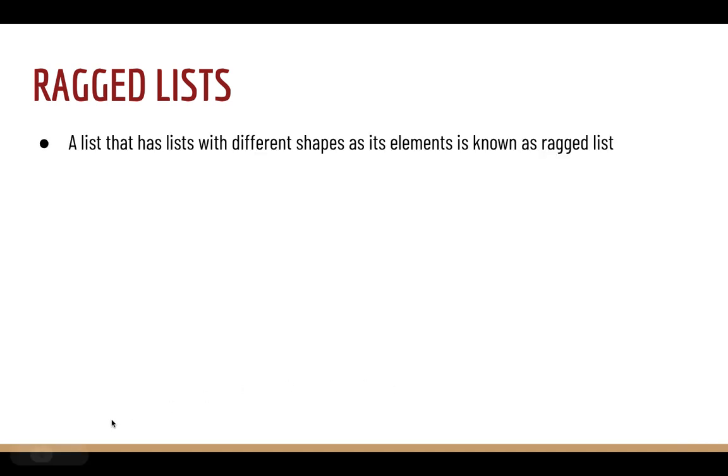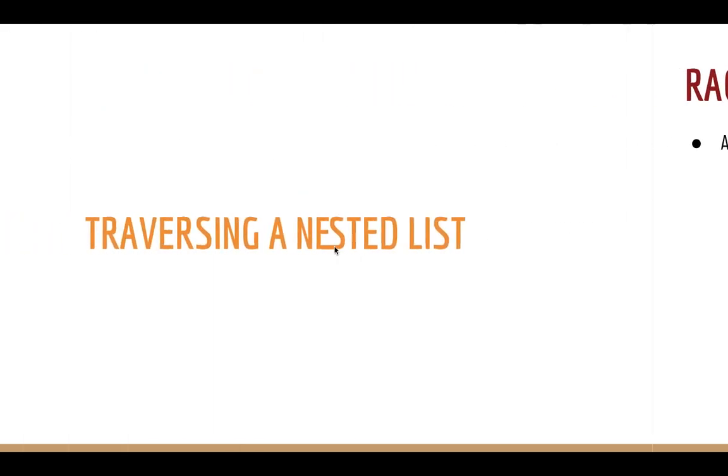Let's go to the next type of list, that is the ragged list. So what are ragged lists? A list that has lists with different shapes as its elements is known as a ragged list. So if the shapes of the elements within a list are different, then it falls under the category of ragged list. So here, what is the shape of the first nested list? It is 2. The shape of the second nested list is 3 because it has 3 items. So are the shapes the same? No, they are different. So these are ragged lists.